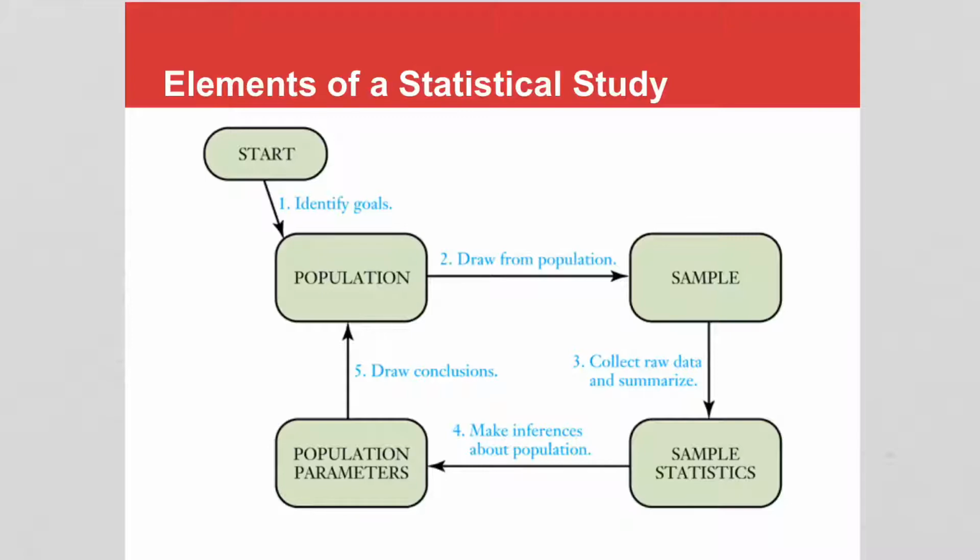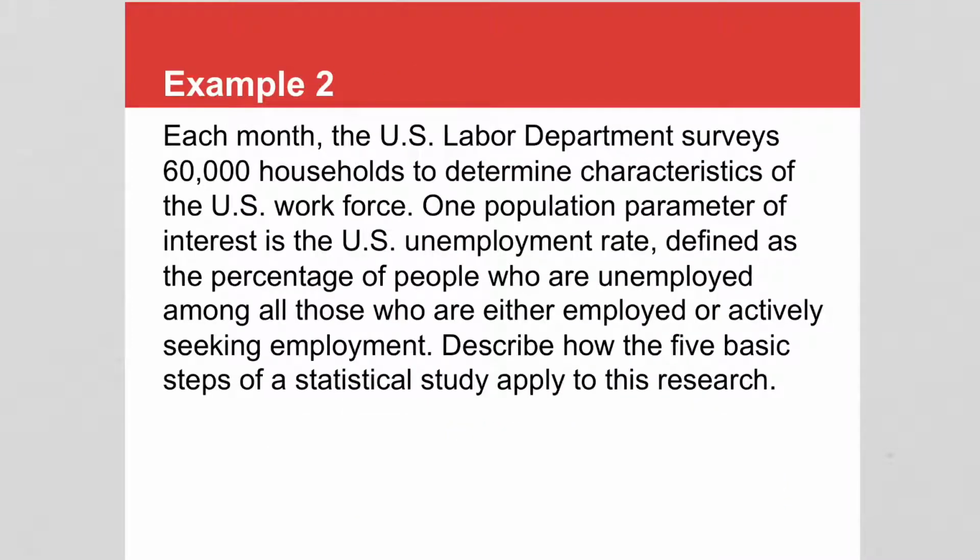And here's just a little map you can look through. Example 2 says each month the U.S. Labor Department surveys 60,000 households to determine characteristics of the U.S. workforce. One population parameter of interest is the U.S. unemployment rate, defined as the percentage of people who are unemployed among all those who are either employed or actively seeking employment. So in the unemployment rate, they don't include retired people or elderly people or children or people that can't work. Okay? Only the people that can.